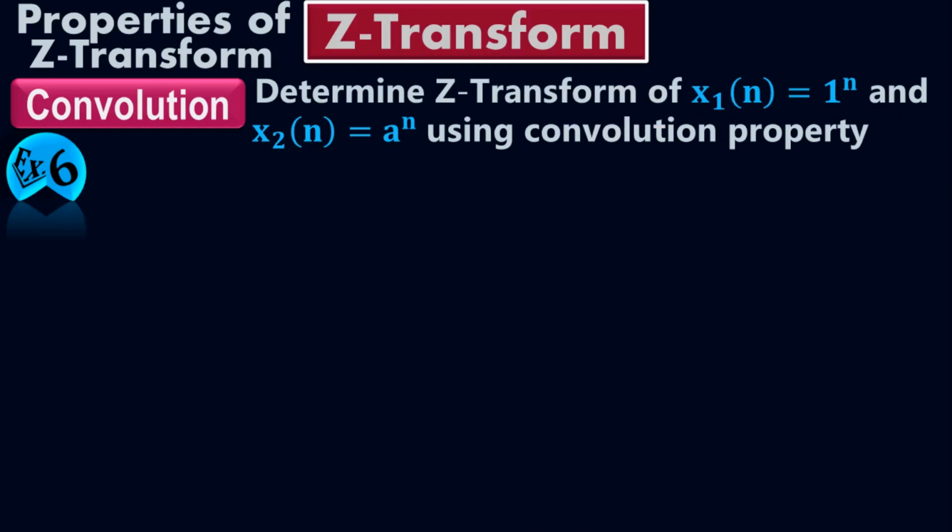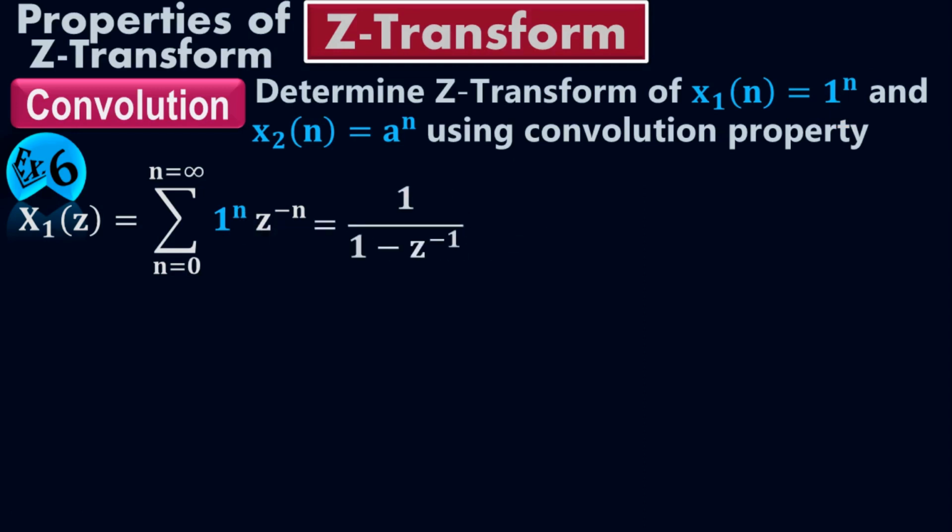The z-transform of x sub 1 of n will be x sub 1 of z equals the summation of 1 to the n times z to the negative n. Just plug in x of n equals 1 to the n. My x of n is x sub 1 of n. What is my x sub 1 of n? My x sub 1 of n equals 1 to the n. So just plug in 1 to the n here times z to the negative n. It equals 1 over 1 minus z to the negative 1, which is ultimately z over z minus 1.